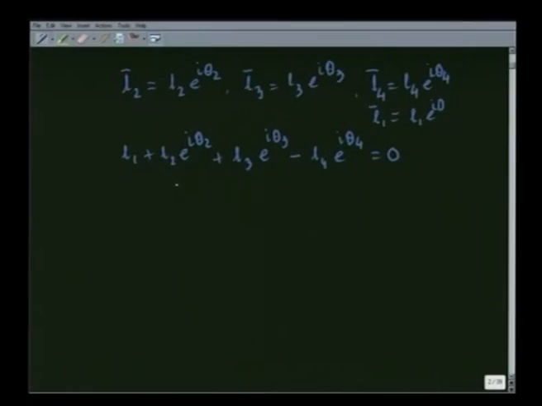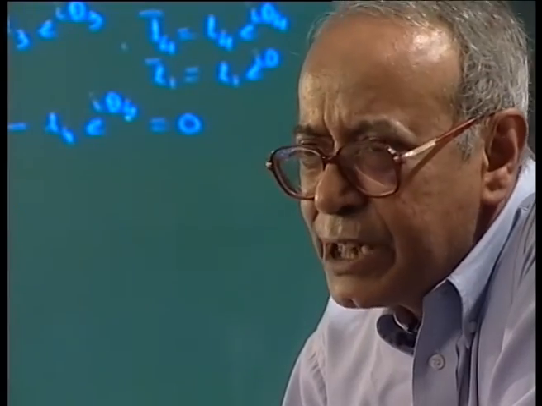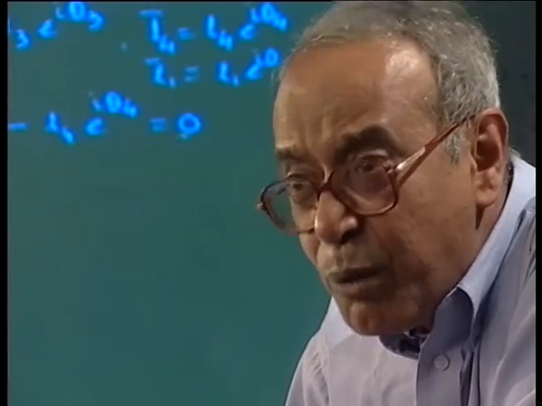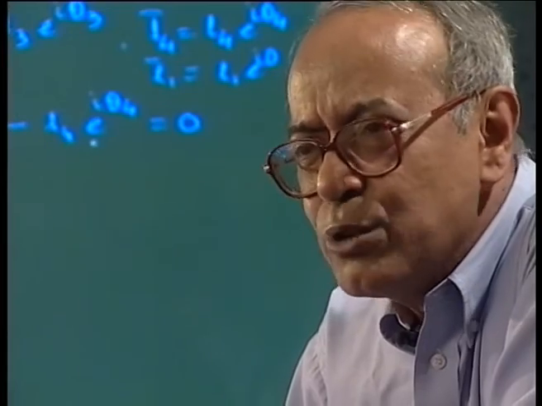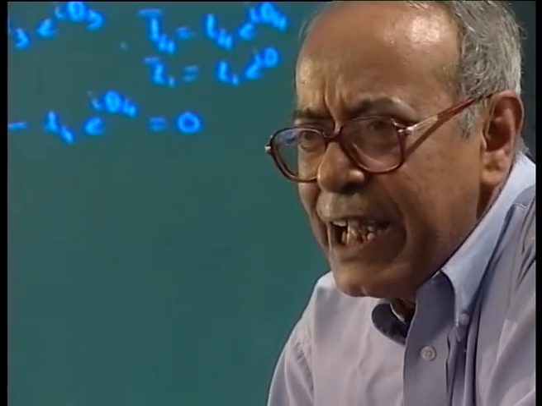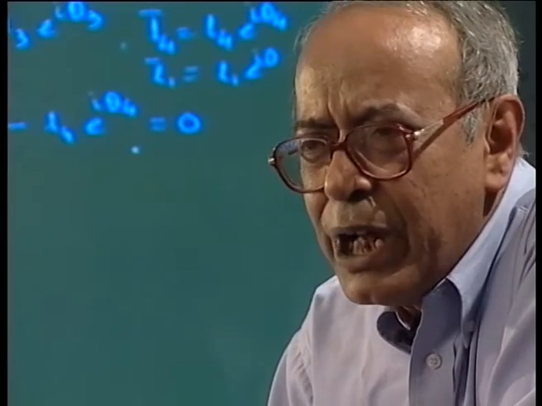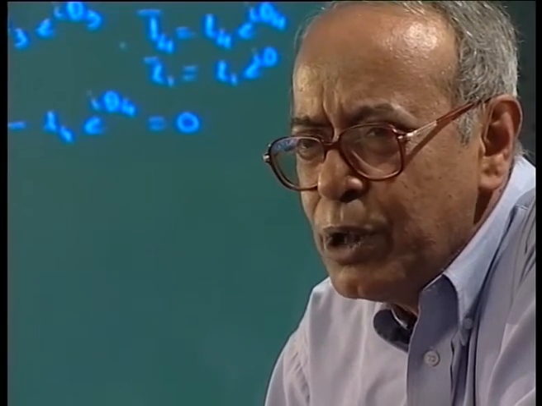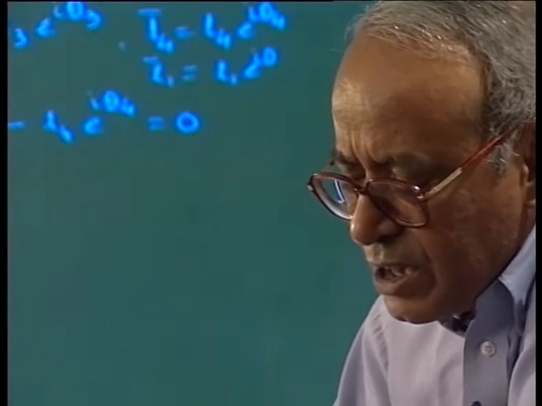We know e to the power i theta is cos theta plus i sin theta. So, first we substitute for all these angles, e to the power i theta 2, i theta 3 and so on, in terms of cosine and sine, and equate the real and imaginary parts of this complex equation separately to 0. This is nothing but really adding the x components to 0 and adding the y components to 0, because it is a closed loop.